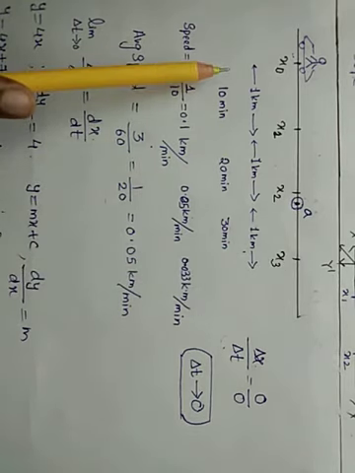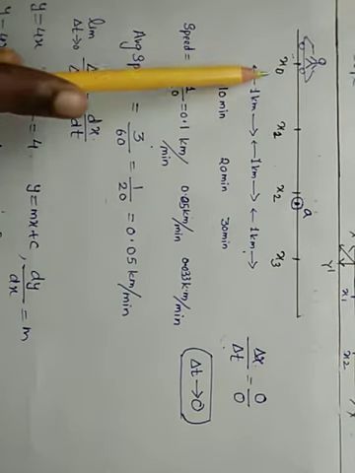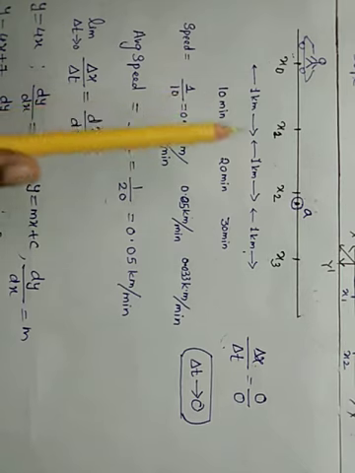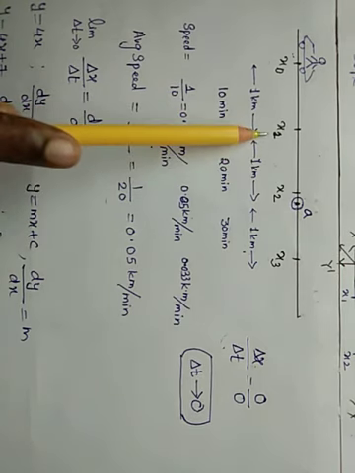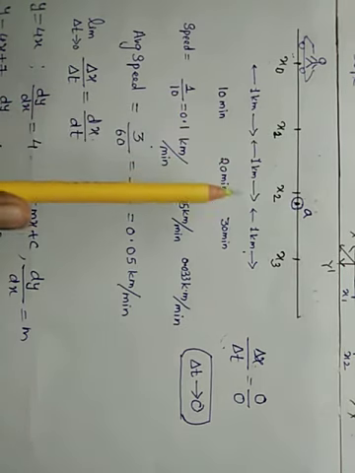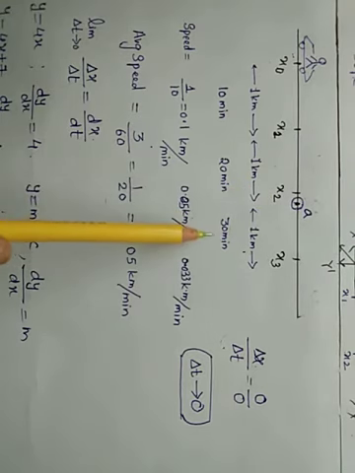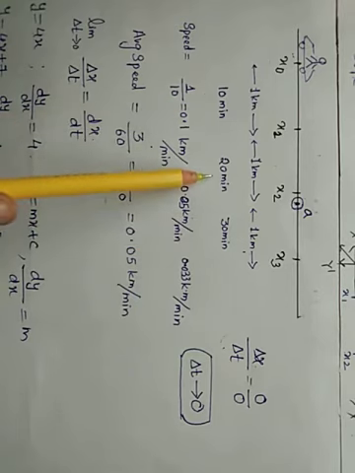You can see, children, the time required to cover the first 1 kilometer, that is from x0 to x1, is 10 minutes, and the next 1 kilometer from x1 to x2 is 20 minutes, and the next 1 kilometer, that is x2 to x3, he is taking 30 minutes. What you can observe? The time required to complete the same distance is increasing.